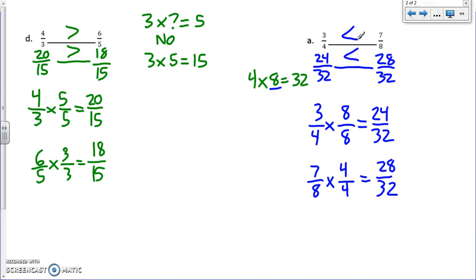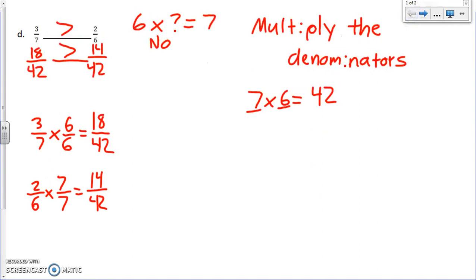Again, quick thing to review. Make sure whenever you're comparing fractions, you have a common denominator, which means same. If you are ever stuck and you're not sure, you can always multiply the denominators. That will get you a set of denominators that are the same that you can use.